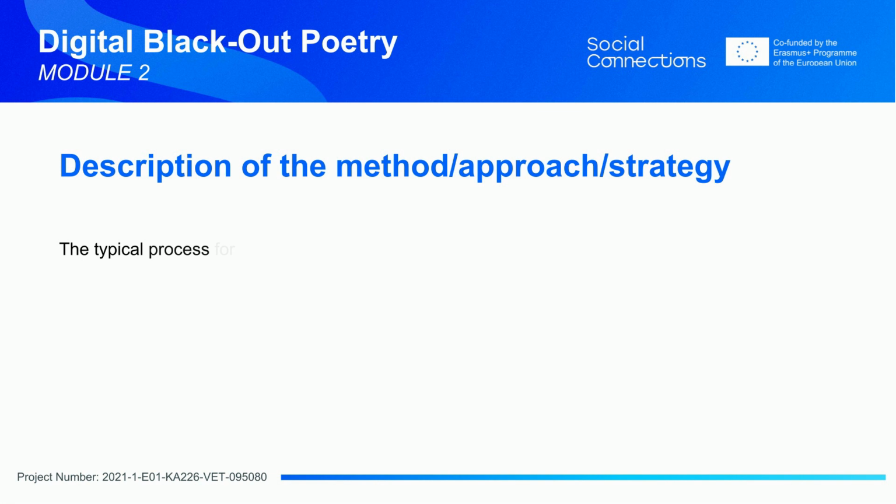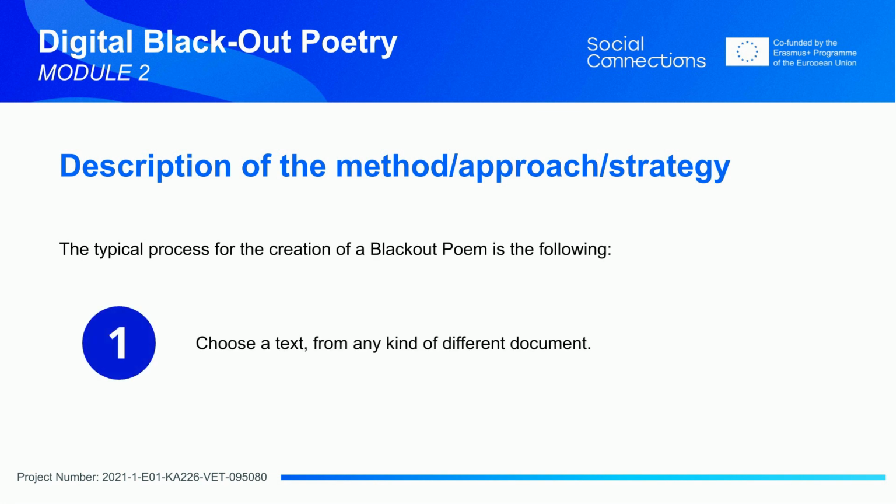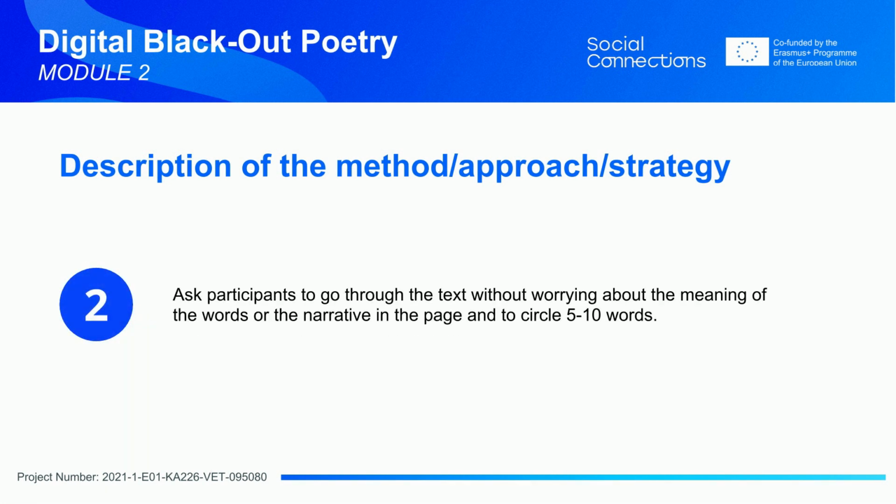The typical process for the creation of a blackout poem is the following. First, choose a text from any kind of different document. The text can be chosen by the facilitator, for example, using a text related with a topic of the group or the intervention. Or it can be chosen by the participants, who can be encouraged to choose one which is meaningful to them. Ask participants to go through the text without worrying about the meaning of the words or the narrative in the page. Encourage them to note those words that catch their attention and just underline or circle them.